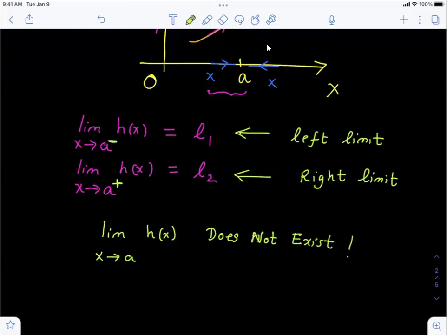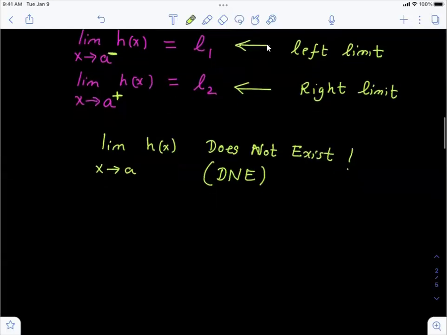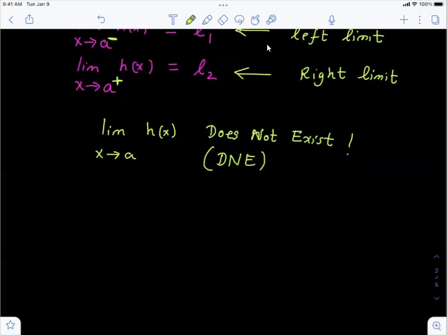And in mathematics, we all are lazy sometimes. We would love to have some acronyms, abbreviations, so that we can just write it simply. So other than saying does not exist, usually in mathematics, we say DNE to indicate that. So when you have this kind of a limit where the left limit and the right limit do not agree with each other, you can simply write down DNE right in front of it: does not exist.